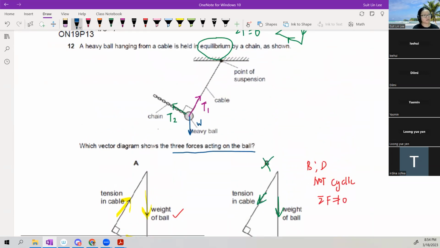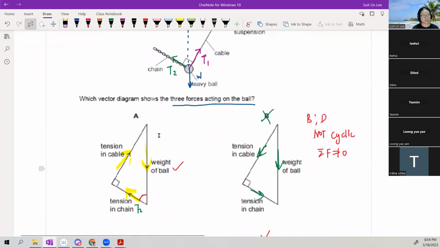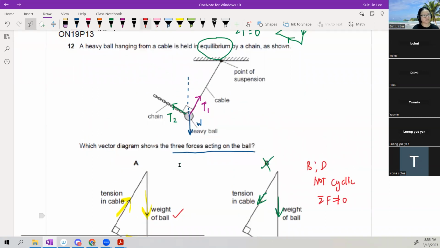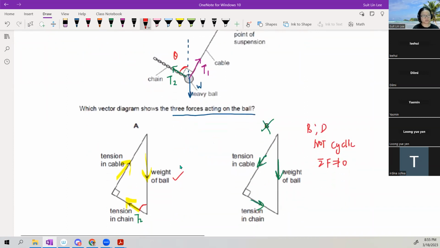So are W and T2 at 90 degrees or less than 90 degrees? So I can extend the line of action of W. I have to make sure my W is pointing downwards, okay? And then my T2 is pointing upwards like that. So obviously this angle is less than 90. So this is your theta. The answer is A.